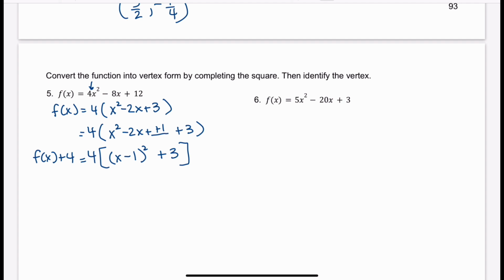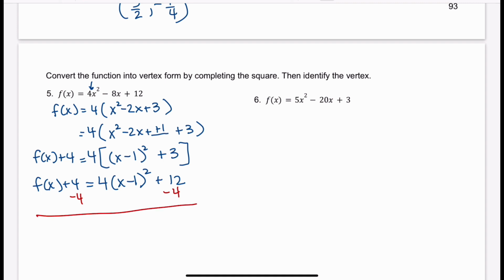So let's simplify on the right side. We're going to take that 4 and just distribute it in. We have the 4 times (x - 1) squared plus 4 times 3 is 12. And then we're going to subtract the 4 from both sides of the equal sign. And we are going to have a positive 1 and a positive 8 as our vertex.